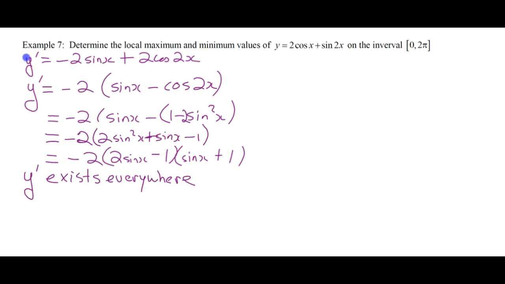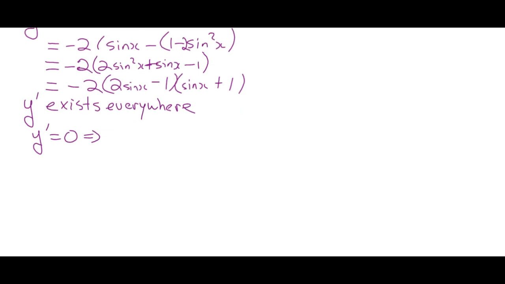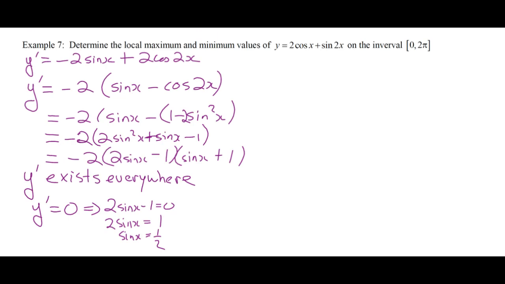So, when is y prime equal to 0? So 2 sine x minus 1 equals 0, right? So 2 sine x is equal to 1, and sine x equals 1/2. And I think we're on a limited domain here. We're just going 0 to 2 pi. So when is sine 1/2?